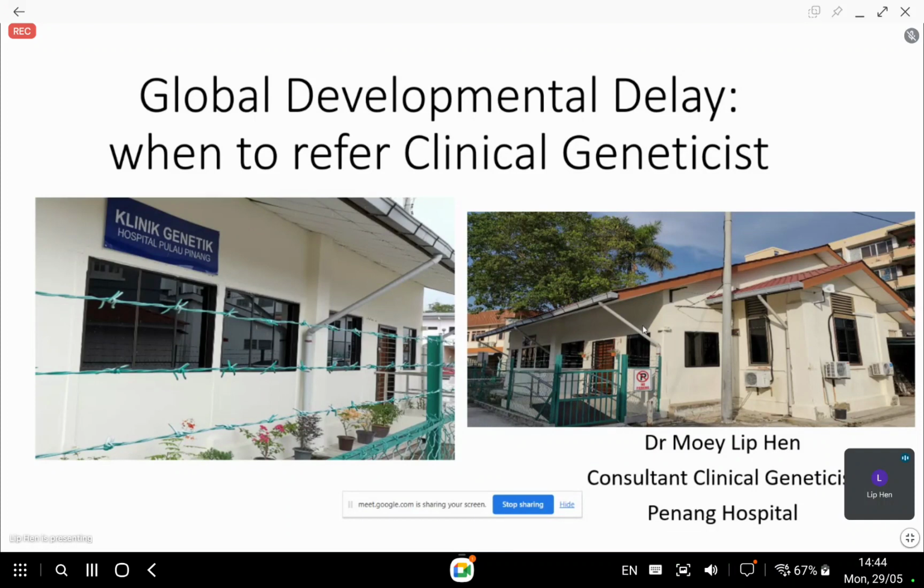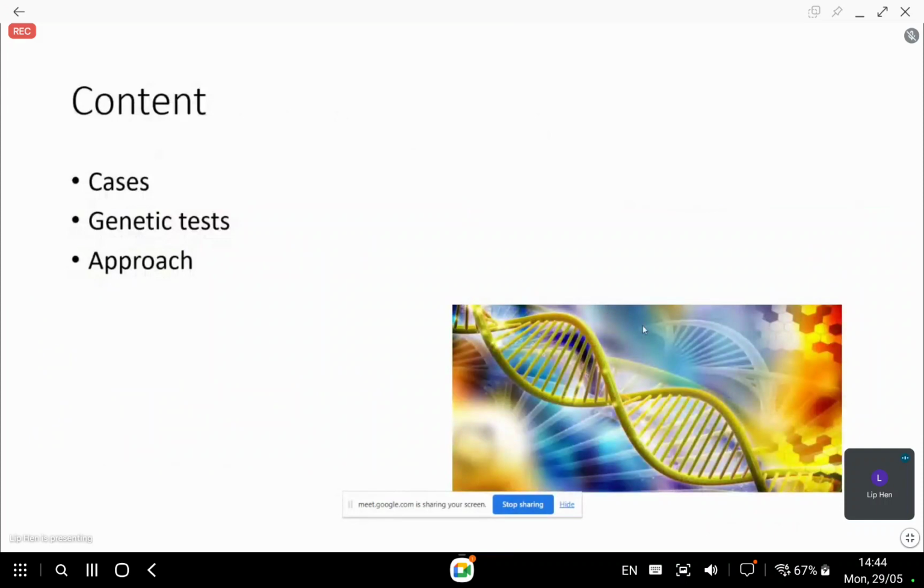So today I'm going to present to you the topic of global developmental delay, the indication of when to refer to clinical geneticists. So this is my content. I'll share with you 4 cases and we'll talk about what are the different genetic tests which are available currently, and how, when we see a child with global developmental delay, to investigate.